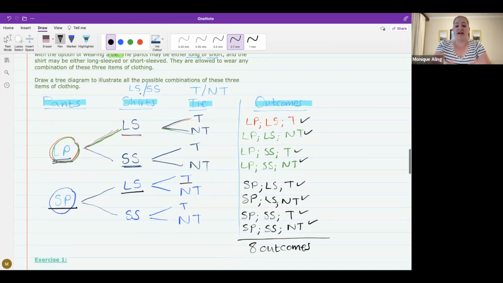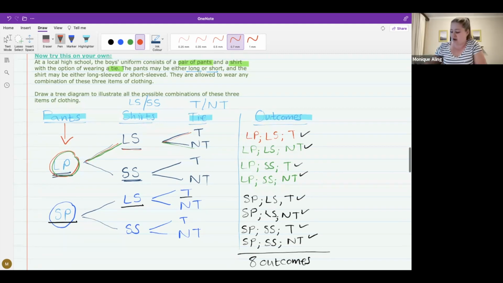Just looking at the whole scenario quickly, a quick summary is that we have 3 options of clothing: our pants, our shirts, and our tie. All we do is list all the options. We mentioned pants first in the tree diagram because they mentioned pants first in our question. So we look at pants: we have a long pants option and a short pants option. You write those 2 options down.